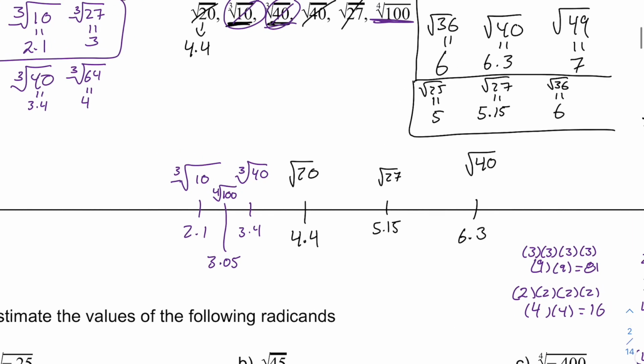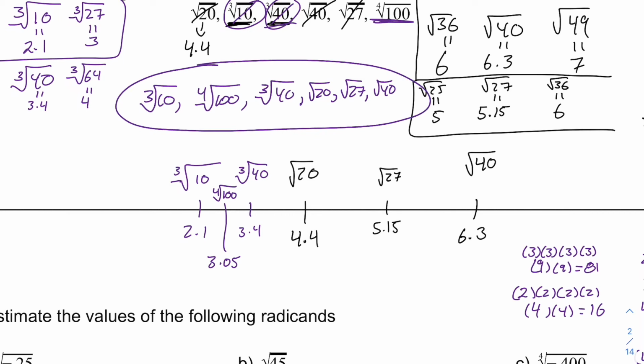So if I were to list these in ascending order, it would be cube root of 10, fourth root of 100, cube root of 40, square root of 20, root 27, root 40. And there they would be from lowest to greatest.